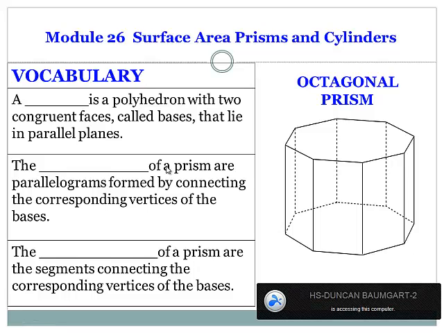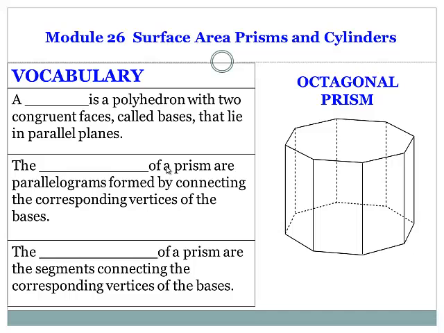This is Module 26, Surface Area of Prisms and Cylinders. We're going to go through this. This is where we're getting into a third dimension and actually calculating certain things, namely surface area of prisms and cylinders. There are formulas associated with these two figures that you have to know, but the first thing we have to do is define what a prism is.